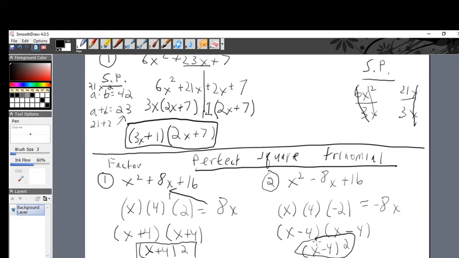Okay, now I have some room here. I want to show you a problem where you can still see those two.